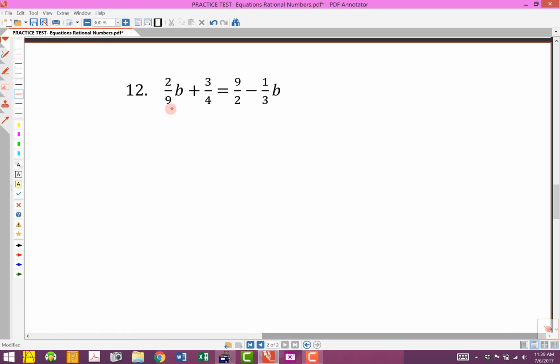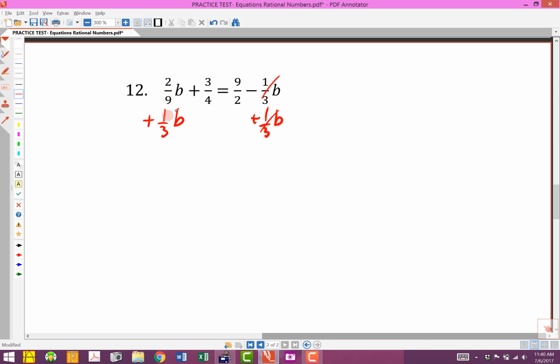Alright, same type of thing here. Let's do this at the same time. So here's what we're going to do. We're going to move the smallest one. This is the smallest one. So I'm going to add 1/3 b over here. Add 1/3 b over here. So those are going to cancel.